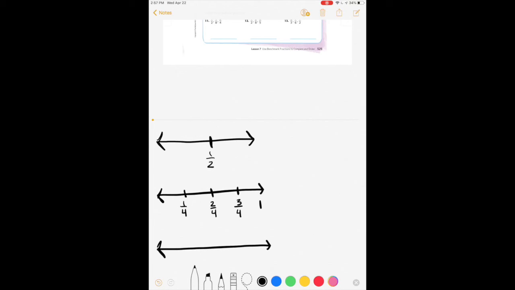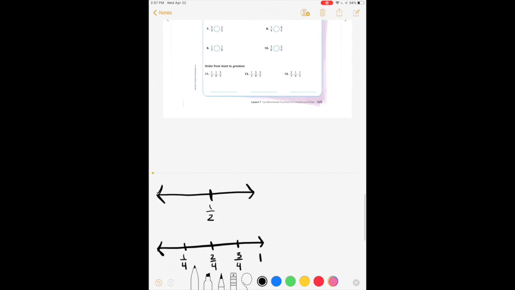And then my other fraction is 4/5, so I need a number line cut into 5 equal pieces. This one's a little harder to do. 1, 2, 3, 4, 5. Perfect. So I have 1/5, 2/5, 3/5, 4/5, and then 5/5, which is 1 whole.